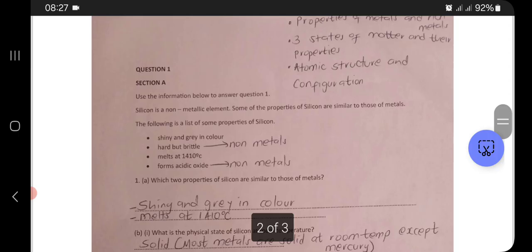It says, use the information below to answer question 1. Then it goes on to say silicon is a non-metallic element. Then it says some of the properties of silicon are similar to those of metals. We're told silicon is a non-metal. Now we're also told that some of the properties of silicon are those of what? Of metals.